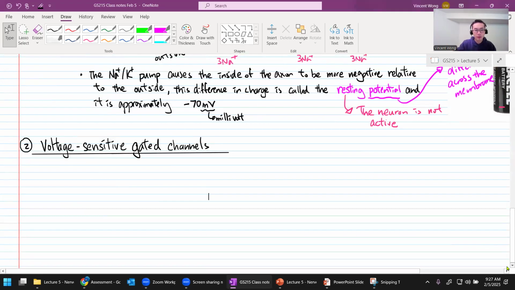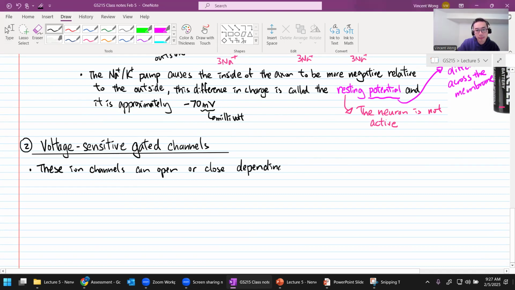Okay, so let me write that down for you. These ion channels can open or close depending on the membrane potential. Like what charge difference are we talking about? At certain numbers, they're going to open. At certain numbers, they're going to be closed.